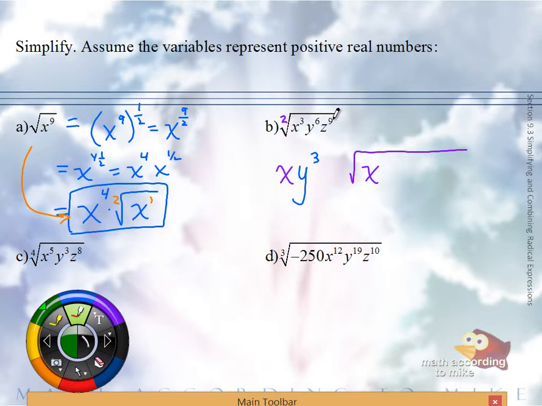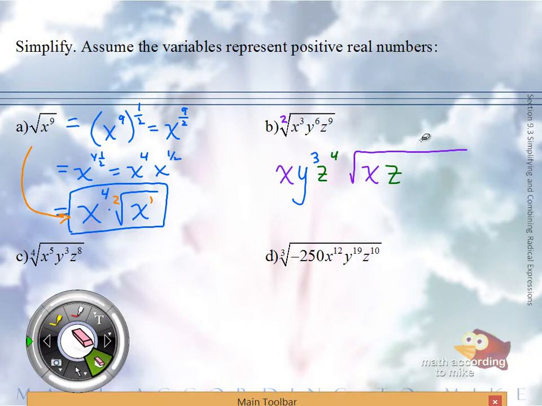2 goes into 9 how many times? So I can pull out a z to the 4th. How much is left over? 1z. Done. 2 goes into 6 3 times. Is that okay?